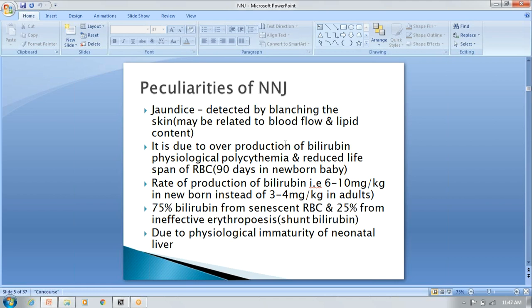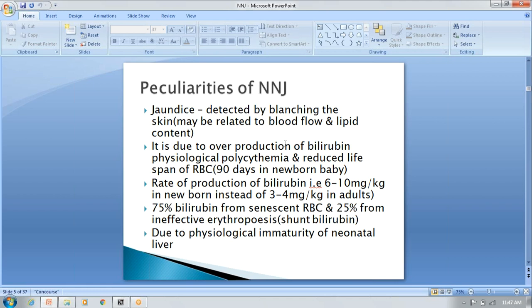What are the peculiarities of jaundice in a newborn? The newborn is entirely different when compared to adults. In the newborn, we can detect jaundice by the blanching method from above downwards, because the distribution of jaundice is cephalocaudal. You have to see over the forehead, the tip of the nose, the face, chest, abdomen, and extremities, upper limbs and lower limbs. What do you call the dermal Kramer zones? Later I will tell you. That is one peculiarity.